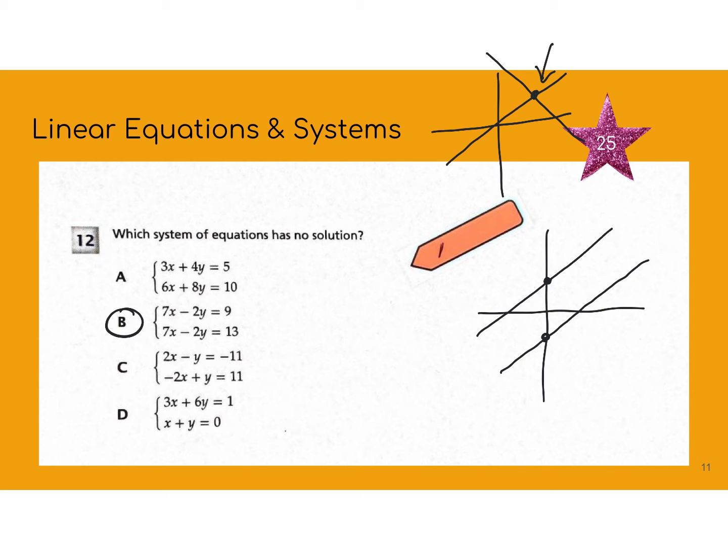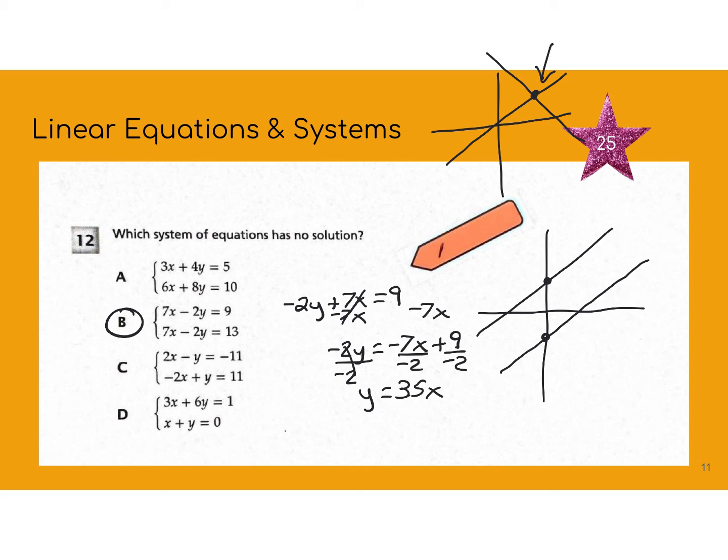Let me just show you that. So you have a negative 2y plus 7x, I'll write it this way, equals 9. And let's say we solve this for y. We move our 7x to the other side. So we'd have negative 2y equals negative 7x plus 9. When you divide this by negative 2, you'll end up with y equals 3.5x minus 4.5.